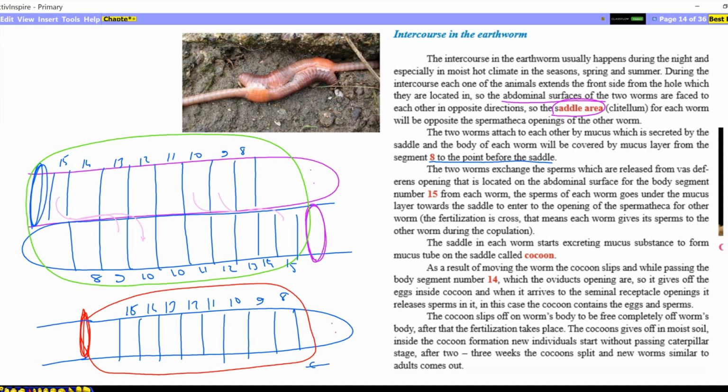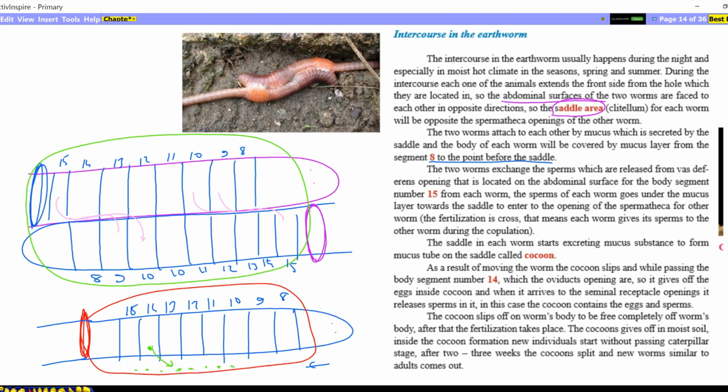backward. As the worm moves backward, further segment 15 comes out. In segment 15 there is no male or female reproductive cells. Then segment 14 contains the openings of the oviduct, from which female reproductive cells are released. So from segment 14, egg cells are released into this sac-like structure which is produced by the membrane secreted by the saddle area. Eggs are released into this sac or bag.